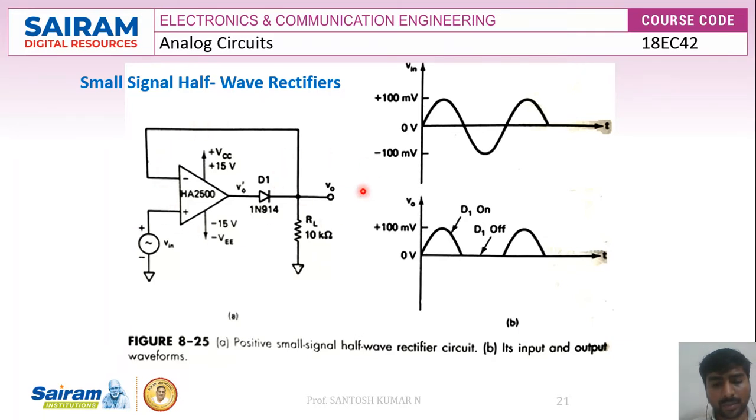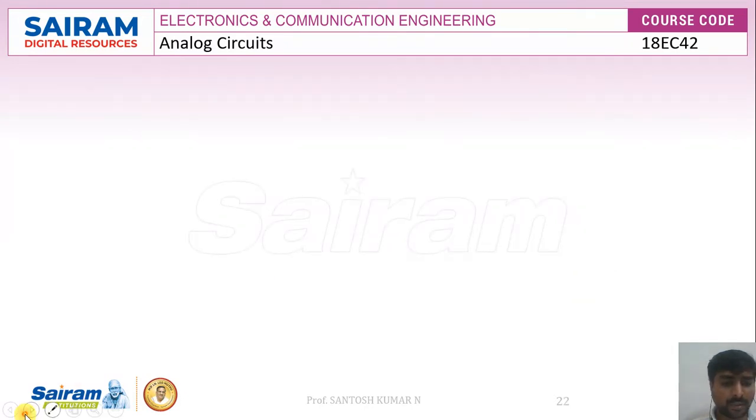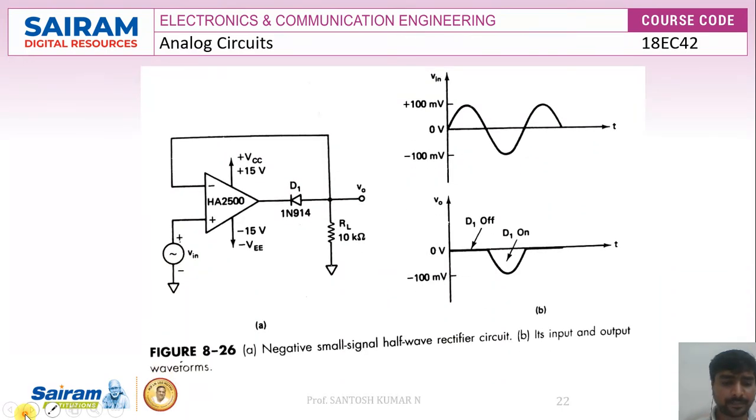Therefore the output voltage will be 0. This process continues. If you want to see a negative half cycle, then we have to just reverse this particular diode.